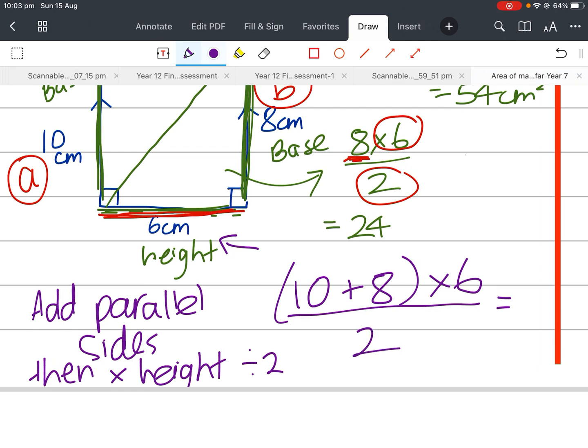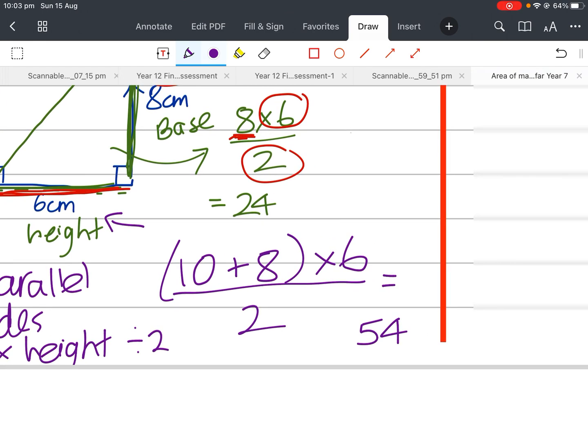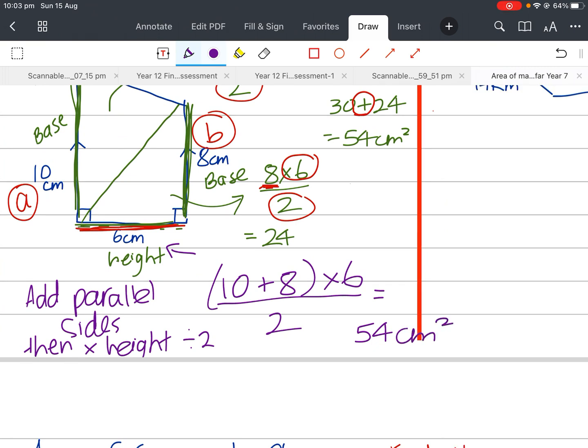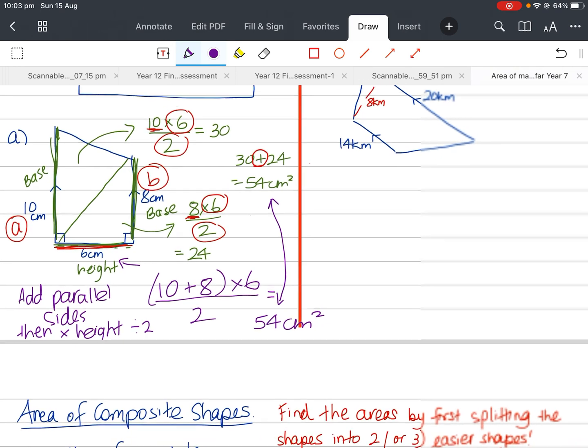So let's do that on a calculator. 10 plus 8, do it in brackets, or do it first and press equals. Then times that by 6, I get 108. And then I'm going to divide that by 2. That gives me 54 centimeters squared as our answer. So no matter how you do it, you get 54 centimeters squared.